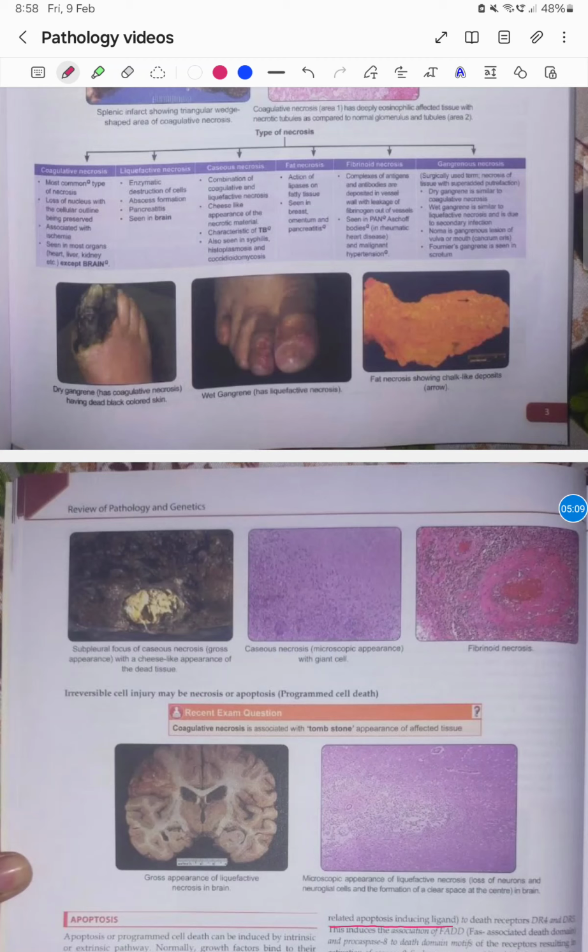Fat necrosis, activation of the lipase enzyme, seen in organs involving fat metabolism like pancreas in pancreatitis, and omentum, breast, etc. Fibrinoid necrosis, complexes of antigen antibody are deposited in the blood vessel and fibrinogen leaks out of the blood vessel, as in PAN and Aschoff bodies, rheumatic heart disease, malignant hypertension, where fibrinoid necrosis takes place. Gangrenous necrosis has two types, dry gangrene and wet gangrene.